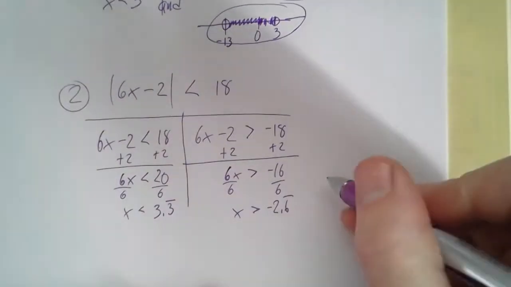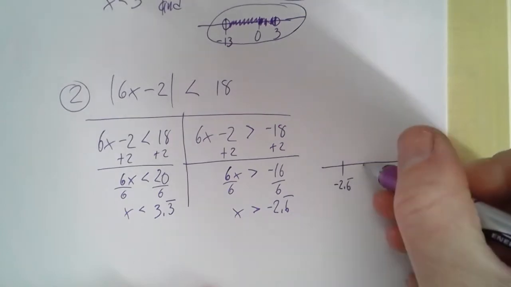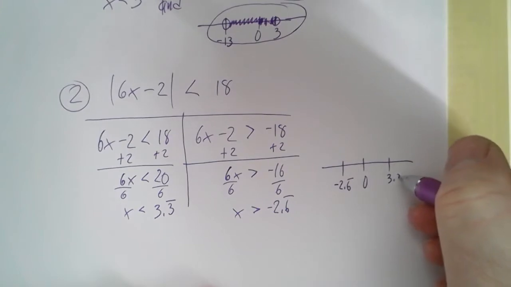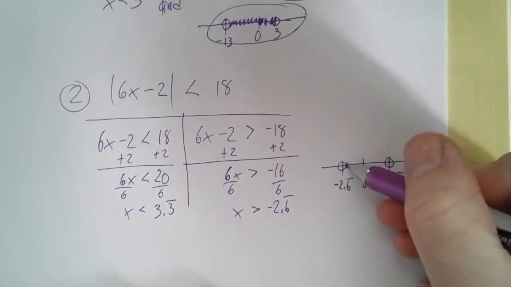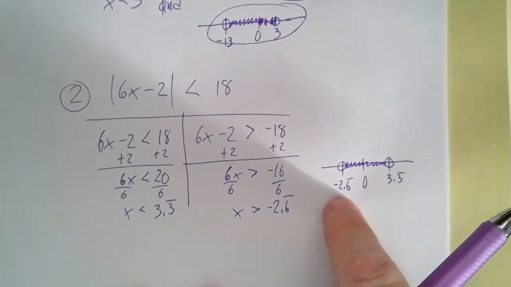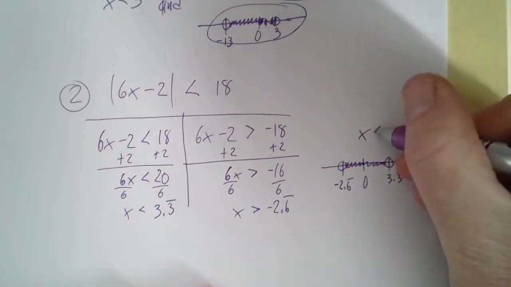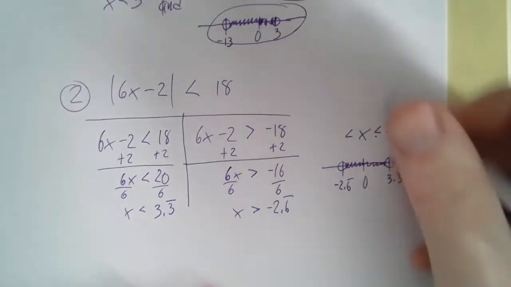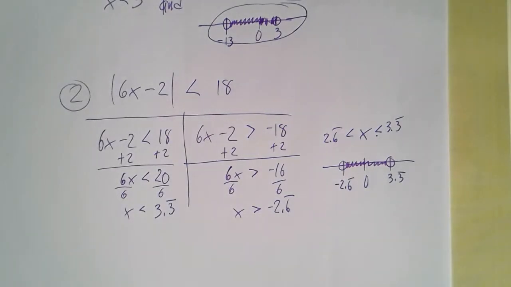So now I can make my number line here. So negative 2.6 repeating, and then there's the 0, and then the 3.3 repeating is over here, and open circle, and we're shading in between, right? Because I'm less than this guy, and I'm greater than that one, so that means I'm shading in between. So you can write this: x less than 3.3 repeating, and it's greater at the same time than negative 2.6 repeating. All right, and you can use fractions for that answer if you want to.